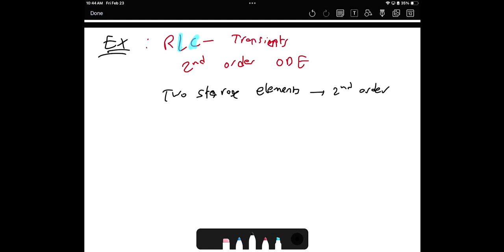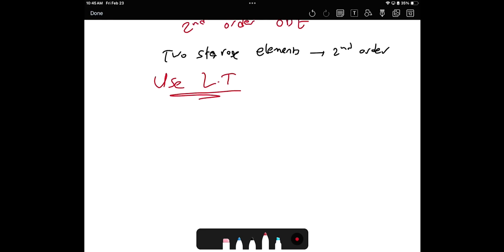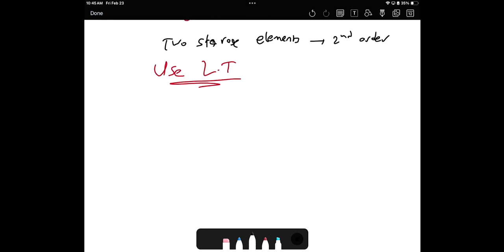Okay. How can we solve this? We will use Laplace transformation. I'm going to shortcut it as LP, Laplace transform. Let me draw the circuit.